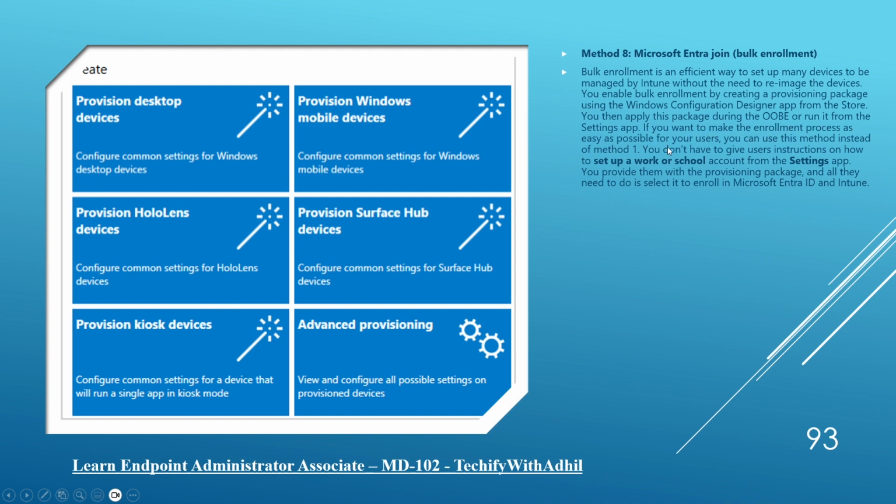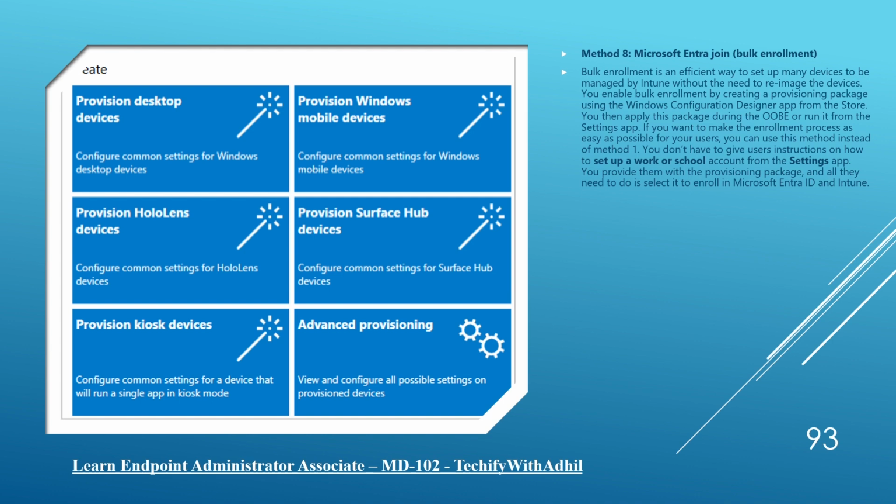If you want to make the enrollment process as easy as possible for the users, you can use this method instead of method 1. You don't have to give users instructions on how to set up a work or school account from the settings app. You provide them the provisioning package, and all they need to do is select it to enroll in Microsoft Entra ID and Intune.